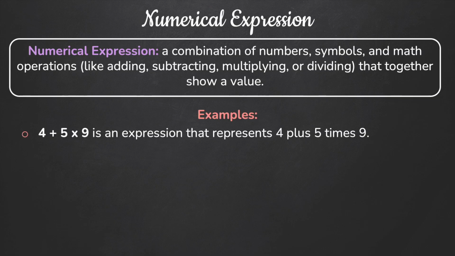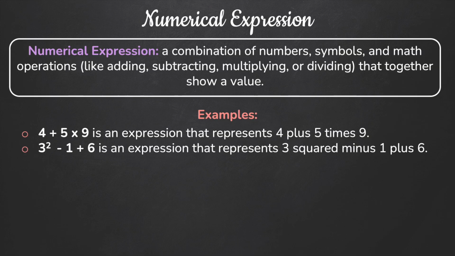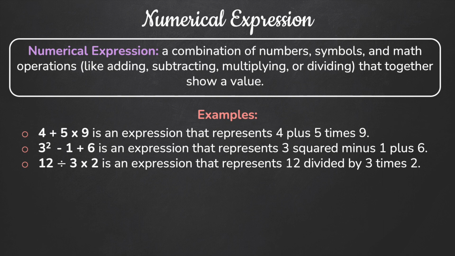So here we have 4 plus 5 times 9. And our operations here are addition and multiplication. Next, we have 3 squared minus 1 plus 6. And here we have an exponent, we have subtraction, and we have addition. Next, we have 12 divided by 3 times 2. And here we have division and multiplication.